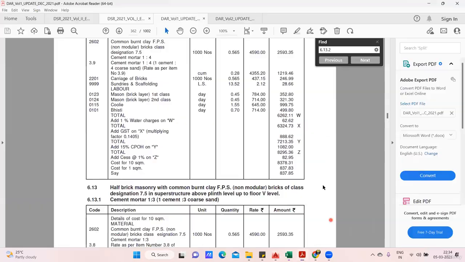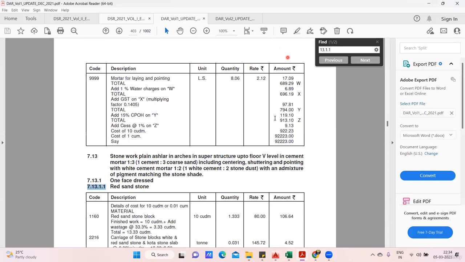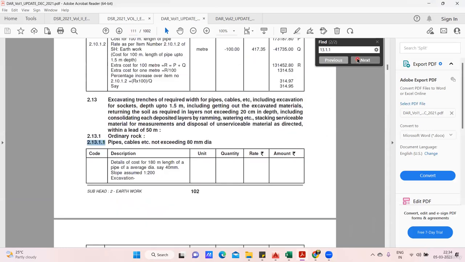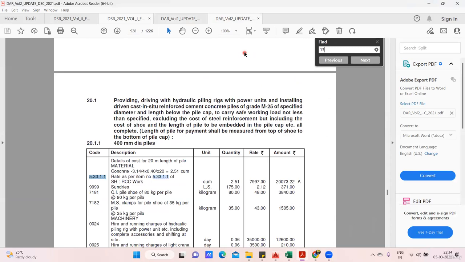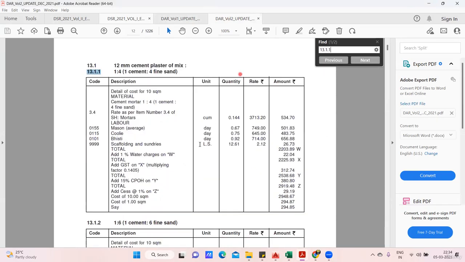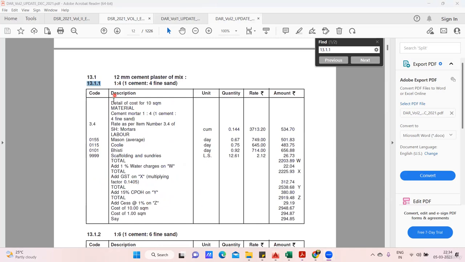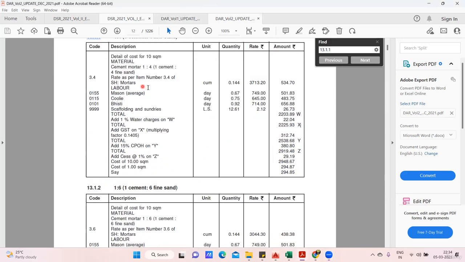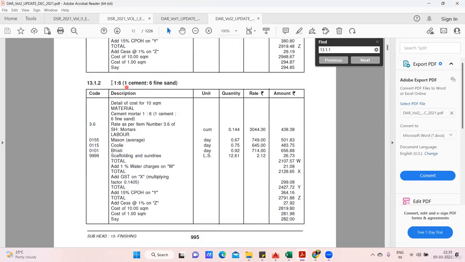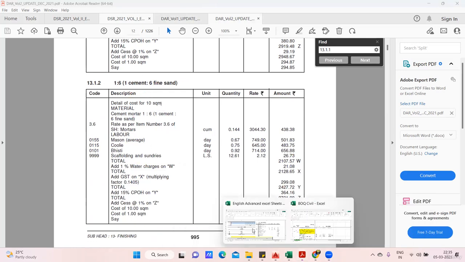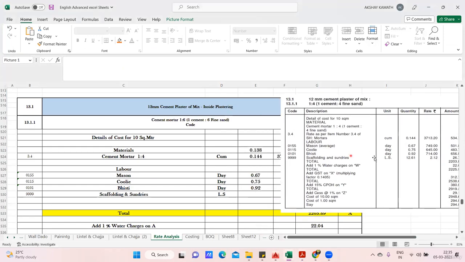You have to go to the DSR, to volume number 2. Go to 13.1.1 and enter, and you can get it here. For 12 mm plaster, if it is 1:4, you have to follow this. But for 12 mm, we had gone with the 1:6 ratio, so you can refer to this one for 1:6. I've done the same thing here on the Excel sheet.